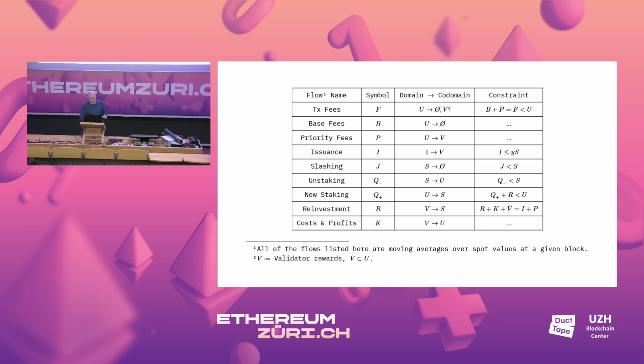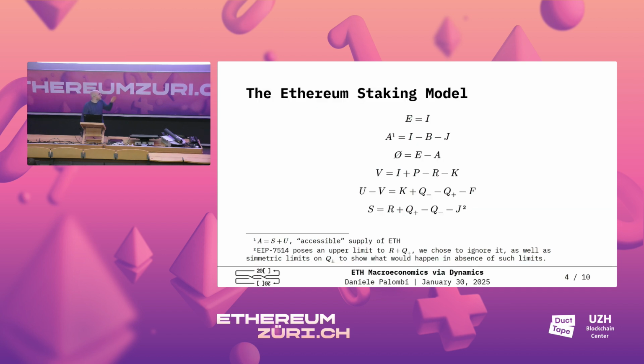Just to give a small, easy and reasonable example, the first one is on transaction fees: the base fees that get burned plus the priority fees equal the transaction fees, and the transaction fees have to be less than all the unstaked ether, otherwise the model is not realistic. By the way, I have left a footnote here: validator rewards is actually this set V, which is a subset of U. So we're almost done with the technical part, but this is the model we used.